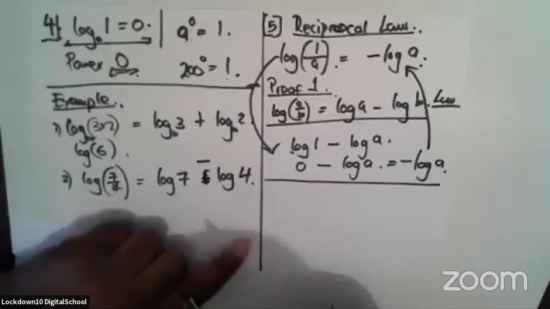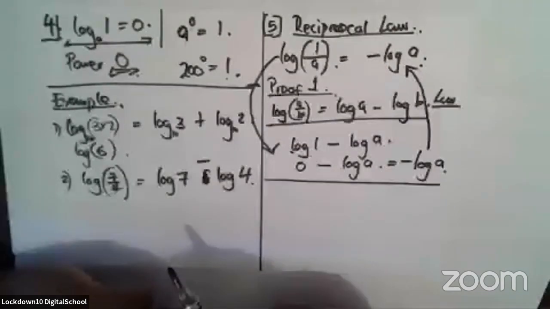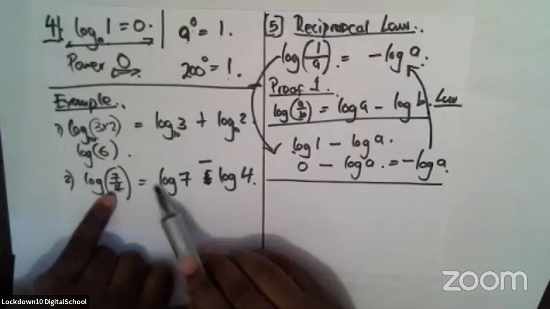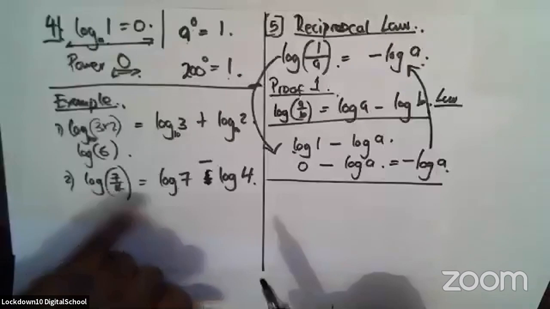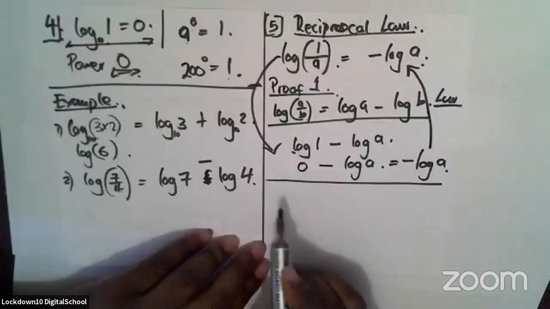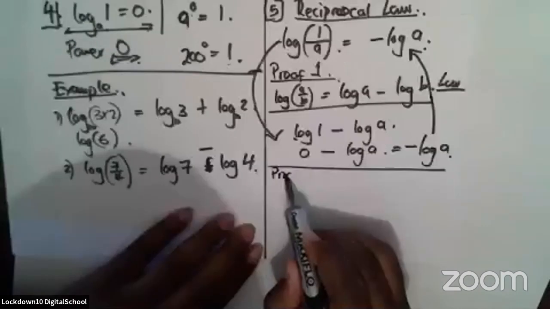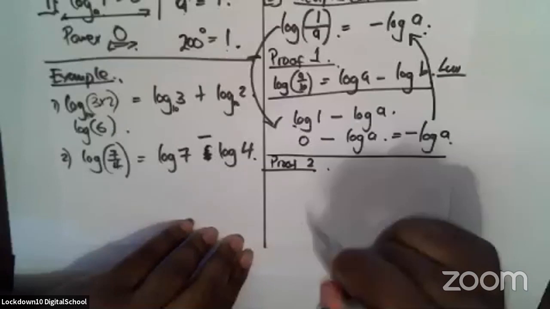What happened to the 4 in the denominator? This one. It's log 7 over 4, which is equal to log 7 minus log 4. Here we don't have any numbers yet. It's an a. Sorry, my handwriting, it's an a. So now proof number 2.